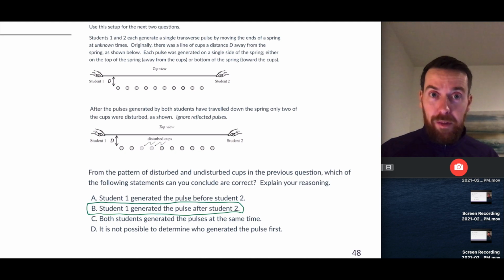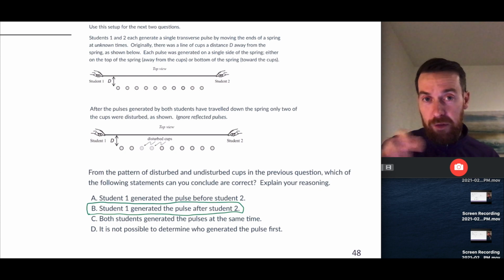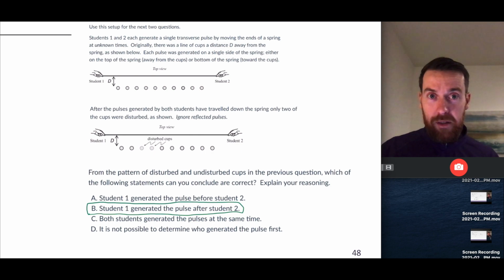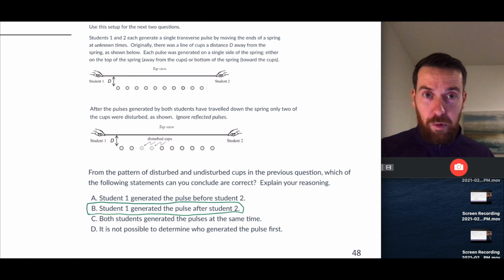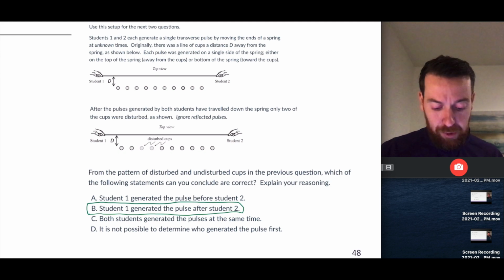And we also know that the speed of the pulses is the same because they're moving in the same material. So that's a key piece, that both pulses move at the same speed because they're moving in the same medium. The cups that are disturbed are closer to student 1, which means that student 2's pulse would have had some time to move a distance, because once their pulses are created, they move at the same speed. So to disturb the cups closer to student 1, student 2 has to go first, or student 1 has to go later. So student 1 is generating the pulse after student 2.